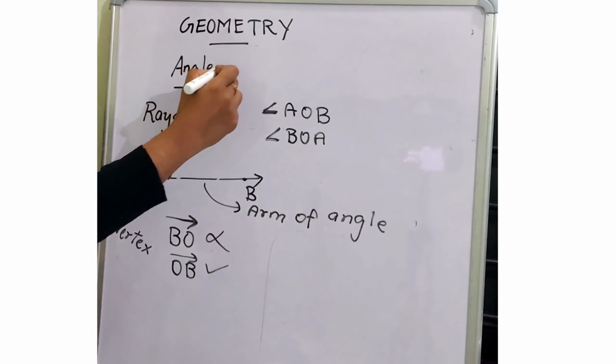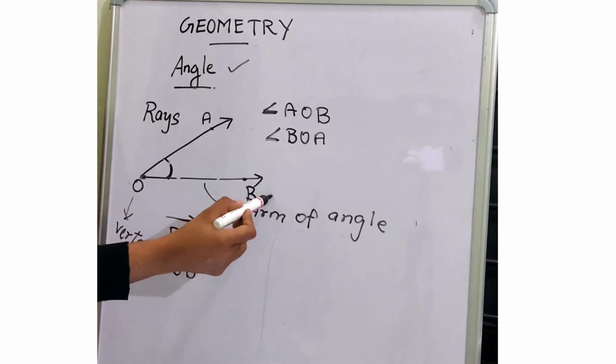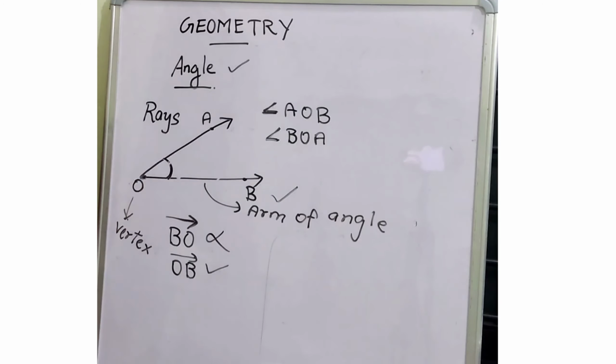That is what an angle is. An angle is formed by joining or meeting two rays. So here, what are the rays? Ray OA and ray OB, and these rays are called the arms of angle AOB. The meeting point O is called the vertex of this angle AOB. So, this is all about angles.